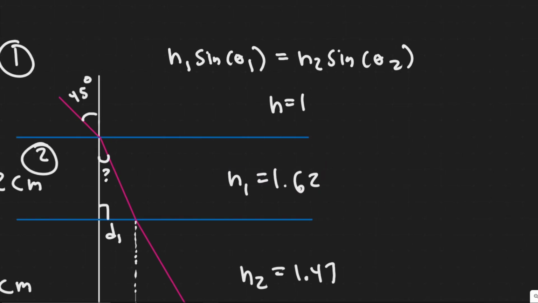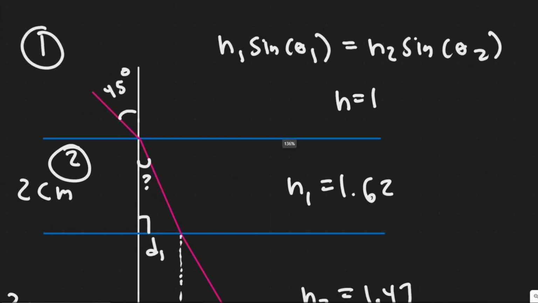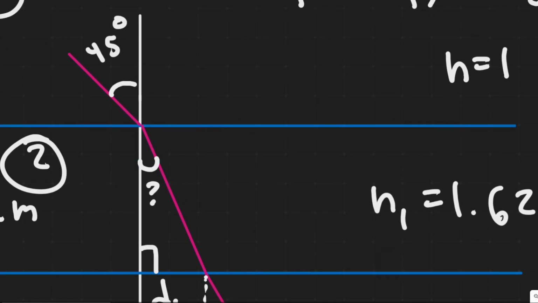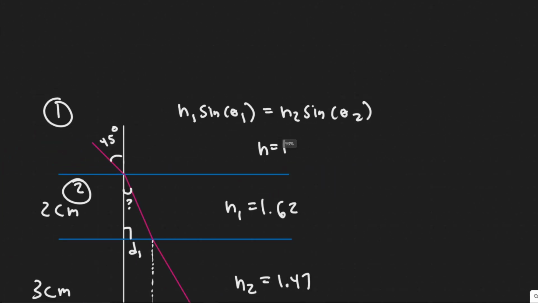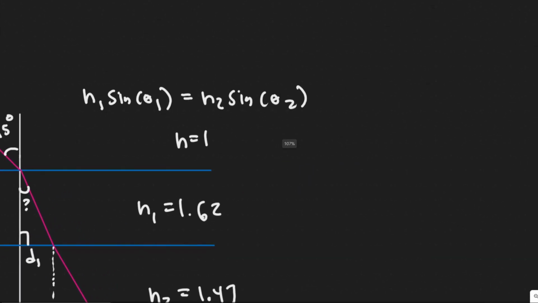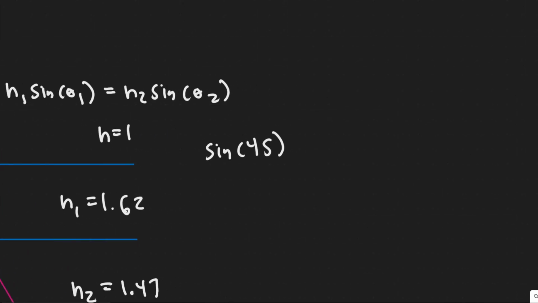And then your theta 2 is your angle of refraction, which is the angle it leaves. So this angle right here, the beam makes to the normal. If we want this angle, we're solving for theta 2 in this equation. So it's really just a matter of solving for the values. n1 is just 1 times the sine of 45, because that's what theta 1 was, equals n2, which is 1.62, times the sine of theta 2.